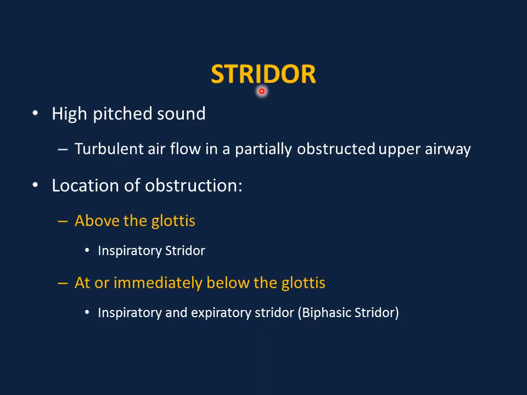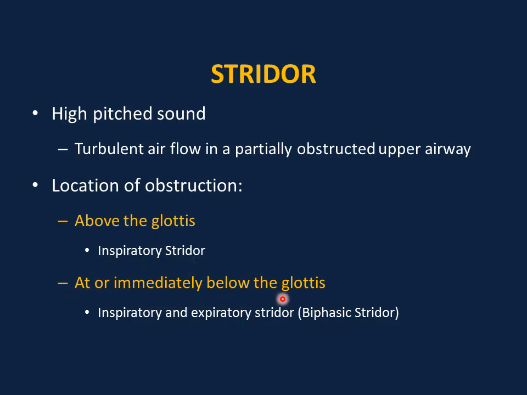We'll start with a few common symptoms of the respiratory system, and we'll start with stridor. Stridor is a high-pitched sound because of turbulence of airflow in a partially obstructed upper airway. The location of obstruction determines the type of stridor. If above the level of the glottis, what is the glottis? It is the vocal cord fold. This will give you inspiratory stridor. So mostly any obstruction above the glottis will give you inspiratory stridor.